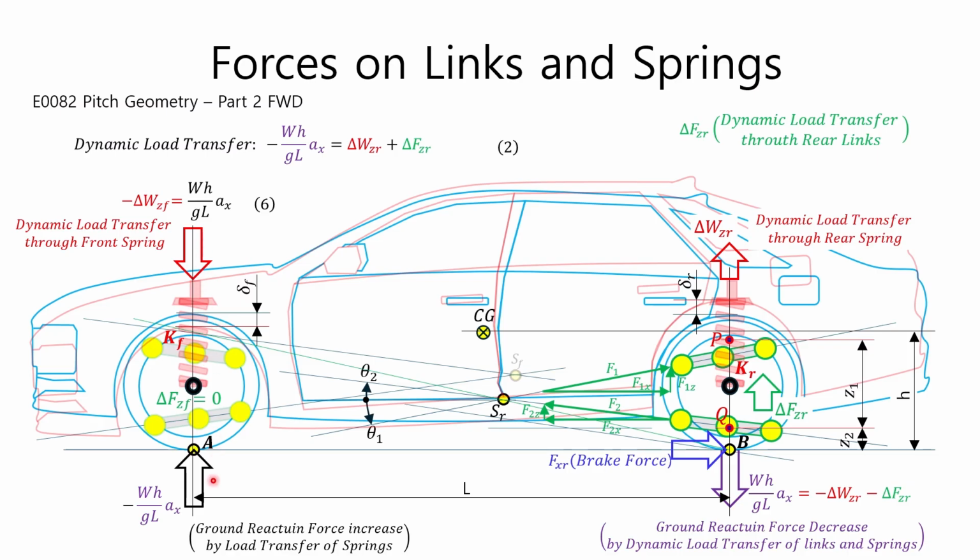Since there is no load transfer through the suspension links at the front wheels, the total load transfer from the rear to the front acts through only the front springs. This amount is equal to the total vertical dynamic load of the vehicle, calculated by Newton's second law, and acts as a force compressing the springs.